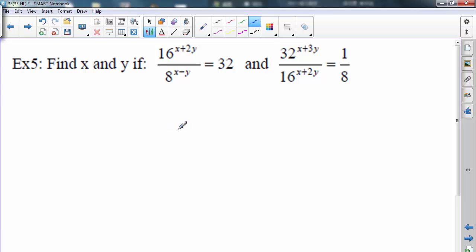Example 5 is a little bit more challenging. I really hope that you guys can pause for a little bit while you are thinking about this question yourself.